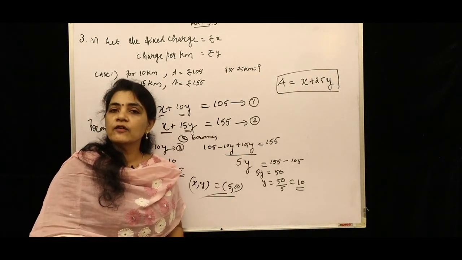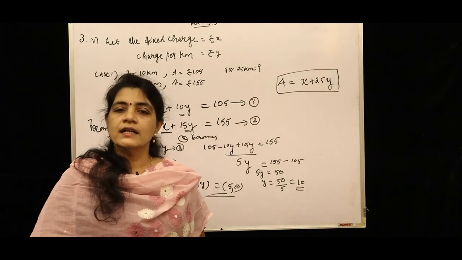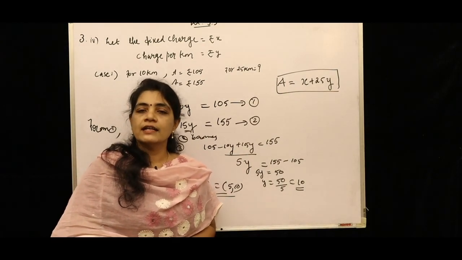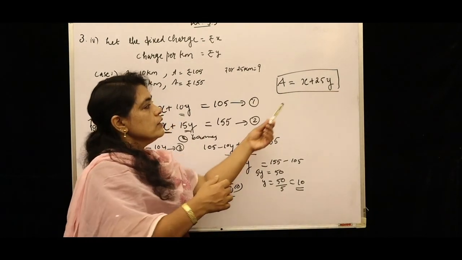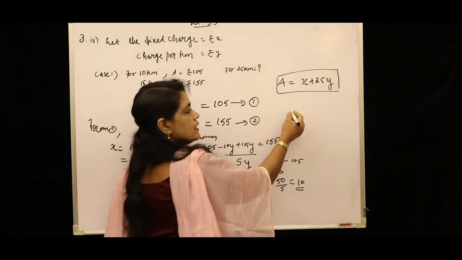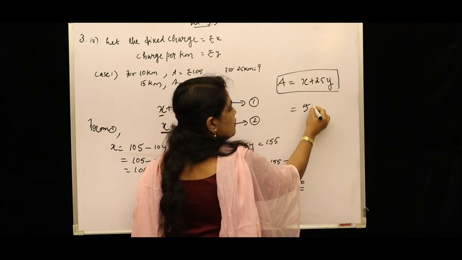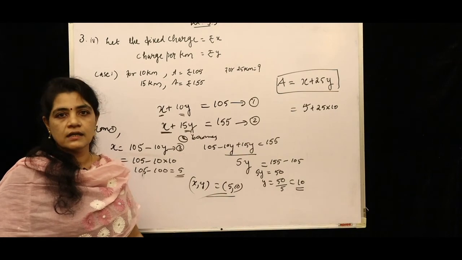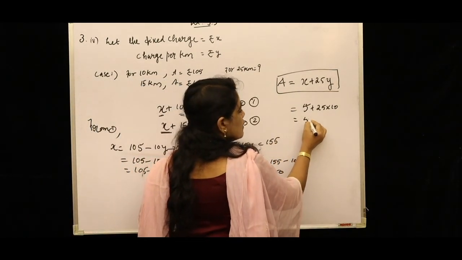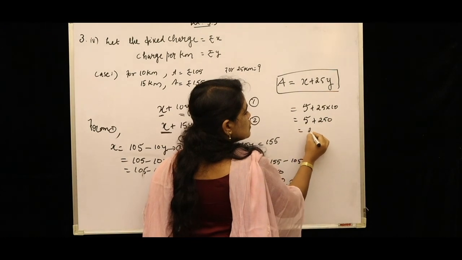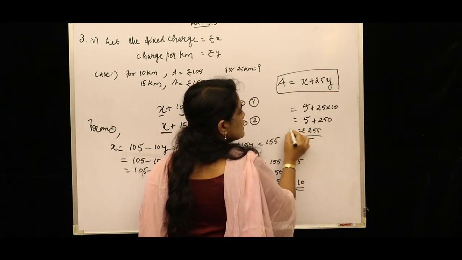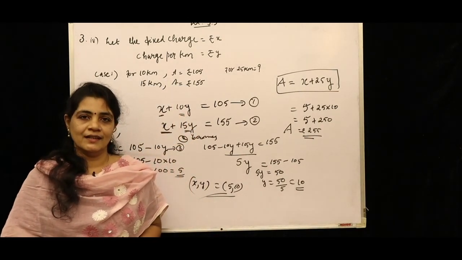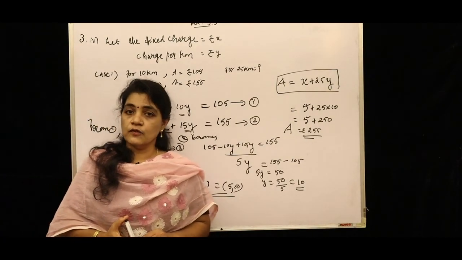And the second part, what is asked? What is the amount for a journey of 25 kilometers? We already formed the equation for that. The amount is equal to x plus 25y, and now we have the values of x and y. We substitute in that: 5 plus 25 into 10. The fixed charge is 5 and y is 10, that is 5 plus 250, that is 255 rupees. This is the amount for a 25 kilometer journey. So this is all about this fourth question.